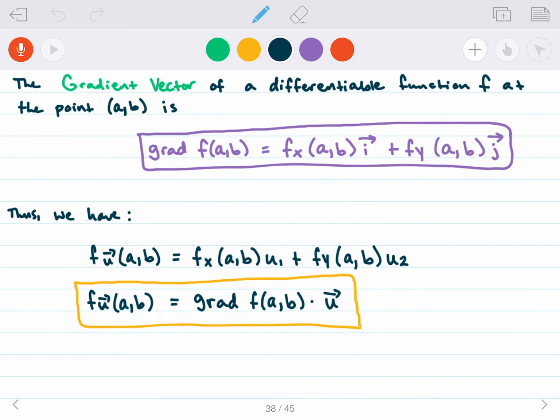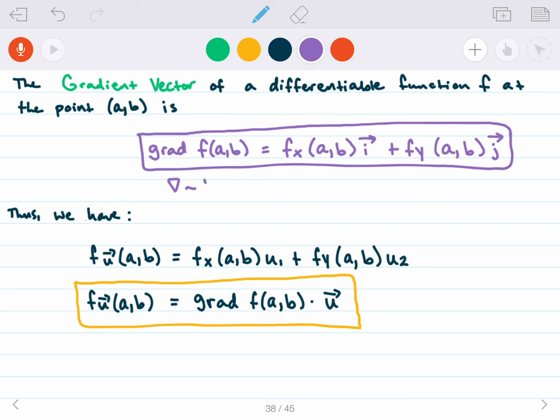All right, now let's talk about something more interesting: the gradient vector. I'm going to define it, and then we're going to use it. The gradient vector of a differentiable function f at the point (a, b) is denoted by grad f(a, b), okay? We can also use this upside down triangle to denote the gradient. The way that we say this is del. It's kind of like a sideways delta. But anyway, this is how it's defined.